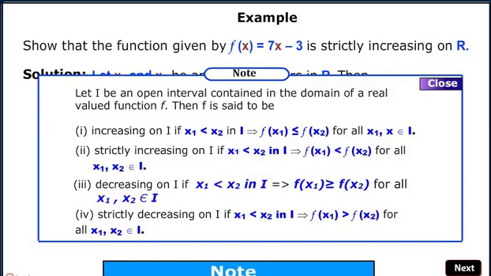Number 2, strictly increasing on I if for x1 less than x2, f of x1 is less than f of x2 for all x1 and x2 belonging to I. Number 3, decreasing on I if for x1 less than x2 in I, f of x1 is greater than or equal to f of x2 for all x1 and x2 belonging to I. And number 4, strictly decreasing on I if for x1 less than x2 in I, f of x1 is greater than f of x2 for all x1 and x2 belonging to I.